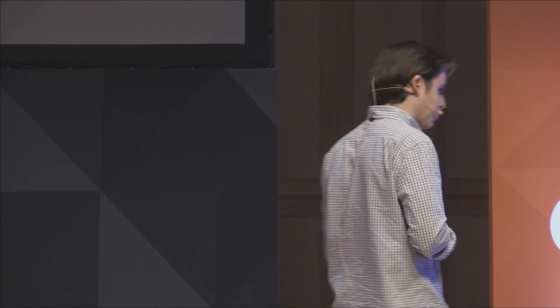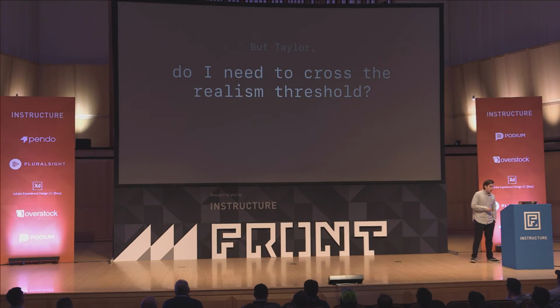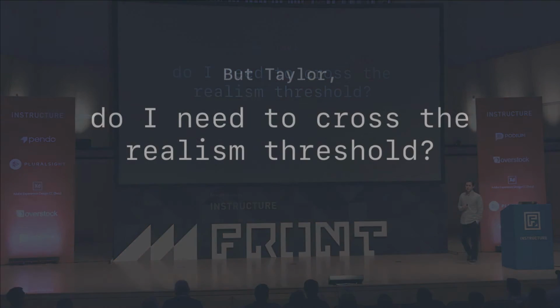So to ask this question and to justify that if you're ever writing code, it has to be production code, I don't think is fair, because you can code quickly and you can create quick and rapid experiences with code if that's what you need to cross the realism threshold. Which brings us to our last question. But Taylor, do I need to cross the realism threshold?